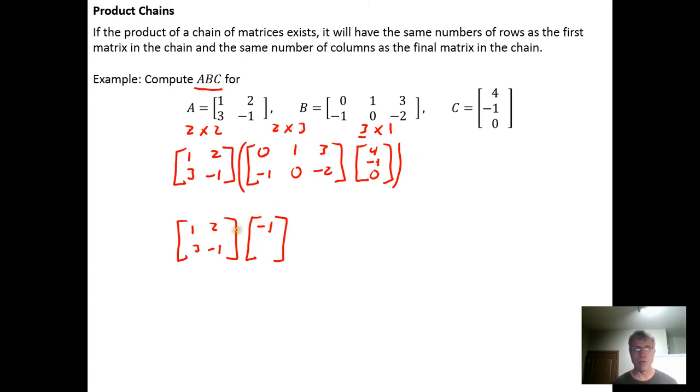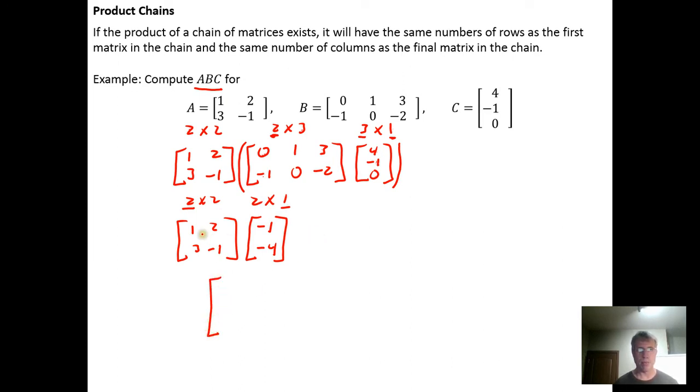That takes care of row 1, column 1, and then we get row 2, column 1. So we take the dot product of row 2 with column 1. Negative 1 times 4 is negative 4, plus 0 times negative 1 is 0, plus negative 2 times 0 is 0. So we just get negative 4. We wound up here with a 2 by 1 matrix after we took this product, and then we would just take the product of the 2 by 2 times the 2 by 1. Because this is 2 by 2 and this is 2 by 1, we're going to wind up with a 2 by 1 matrix when we're done.